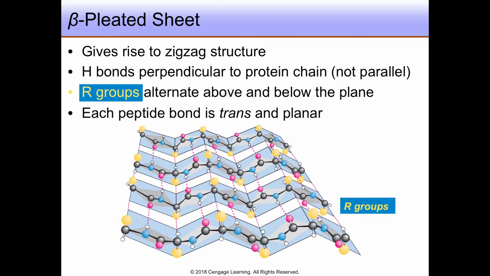If we look at a side view of a beta-pleated sheet, we get a better idea of how the structure gets its name. As you can see, it does not produce a flat, but rather a zigzag structure, like a pleat. Notice that the hydrogen bonds in this case are perpendicular to the backbone, not parallel as in the alpha helix. The side chains, pictured as the yellow spheres, alternate above and below the bonded structure.